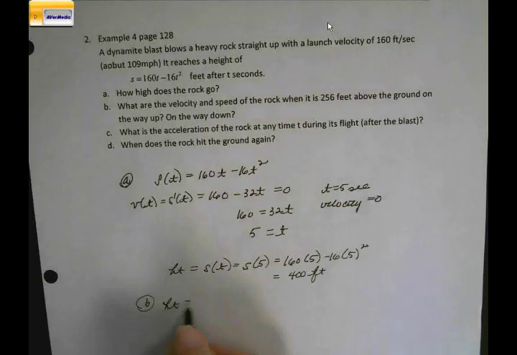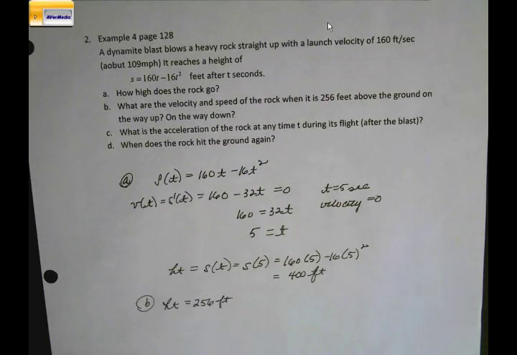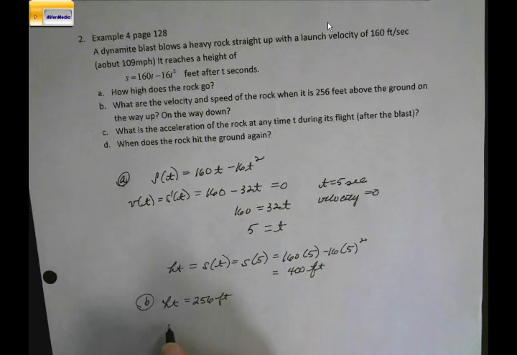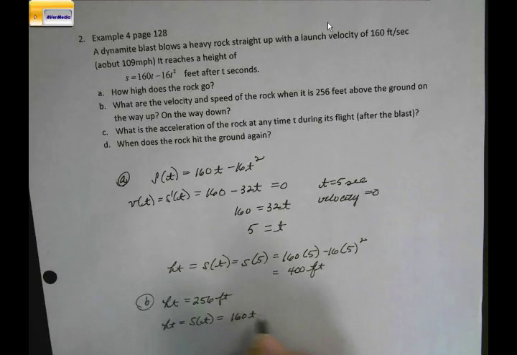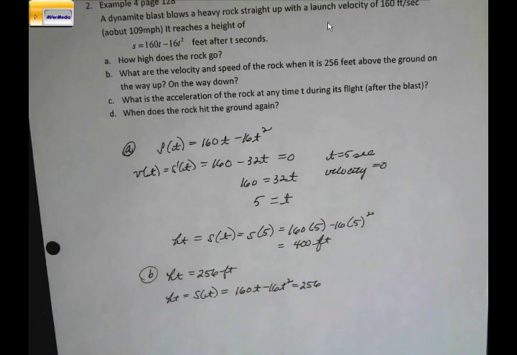So in other words, I wonder when the height is equal to 256 feet. What is the time? How many seconds does it take for it to first hit that height and then to fall at that height? So let's see. The height, which is this s of t, when does it equal 256? Well, it does when 160t minus 16t squared equals that 256.